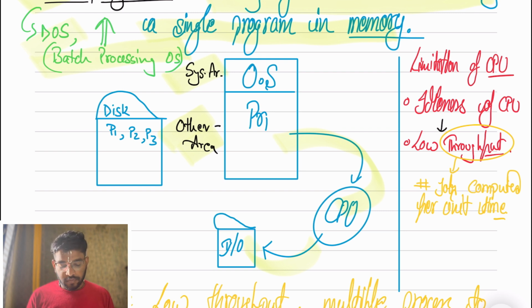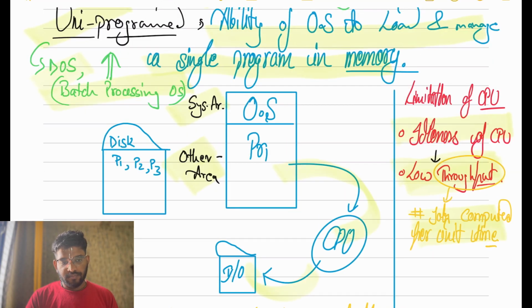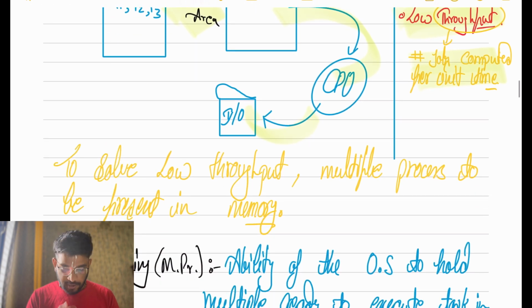The limitations of the uni-programmed operating system are idleness of the CPU. While the one process executing on the CPU goes for IO operations, the CPU remains idle and does not execute any other instruction. Therefore, the CPU remains idle, and this idleness causes low throughput. Throughput means the number of jobs computed per unit time. So low throughput means the number of jobs computed per unit time is low.